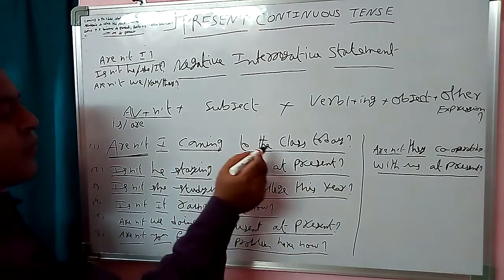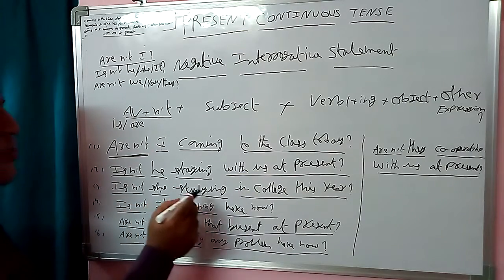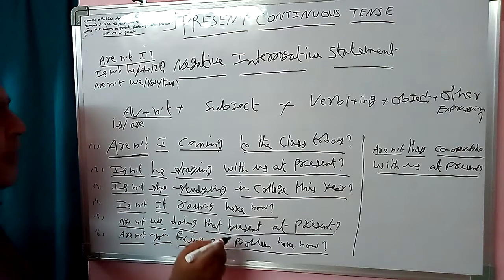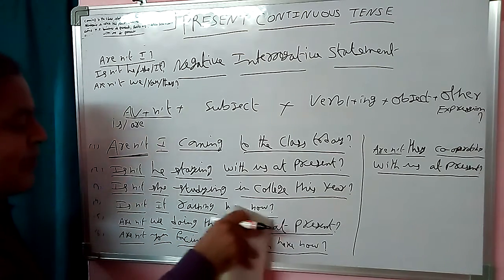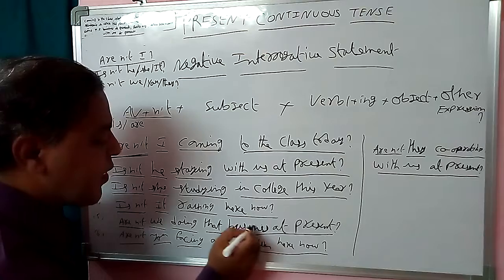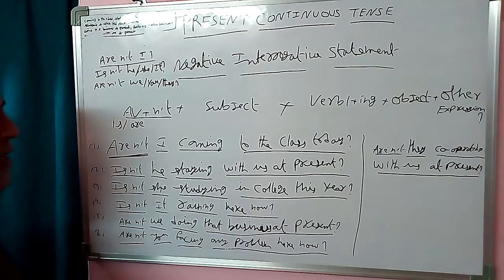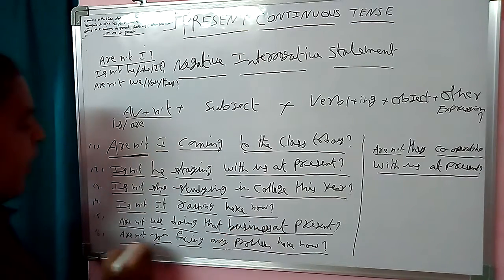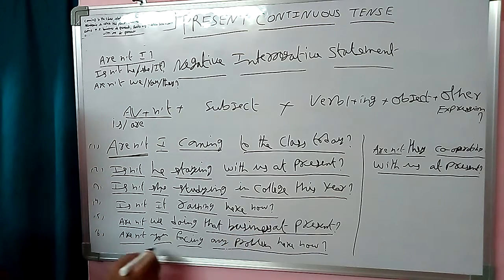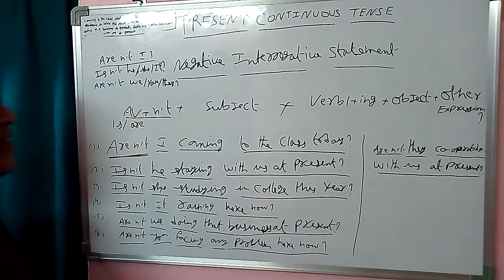Aren't I coming to the class today? Isn't he staying with us at present? Isn't she studying in college this year? Isn't it raining here now? Aren't we doing that business at present? Aren't you facing any problem here now? Aren't they cooperating with us at present?